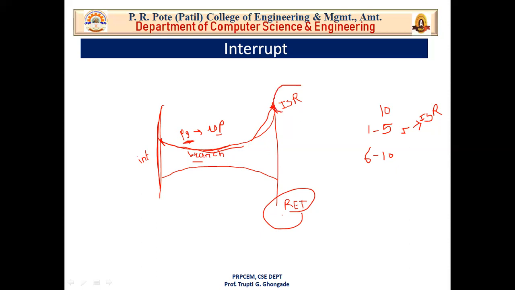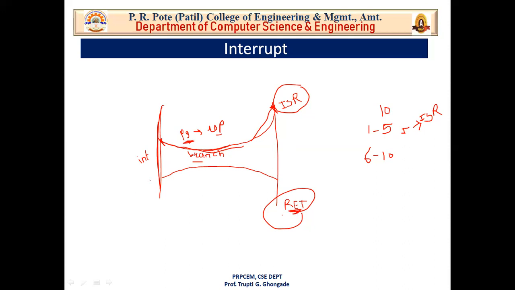After executing the interrupt service routine, the processor will come back to the main program. While coming back to the main program, the processor will resume the program. It will never restart your program. It will resume your program. So while coming back to the main program, you need a return address.